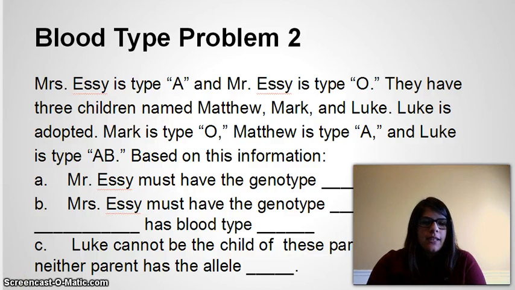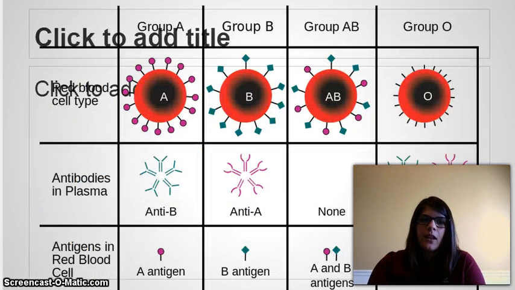And I want you to do this on that sheet. Mrs. Essie is type A and Mr. Essie is type O. They have 3 children named Matthew, Mark, and Luke. Luke is adopted. Mark is type O. Matthew is type A. And Luke is type AB. Please answer A, B, and C and draw the Punnett squares that go along with them.